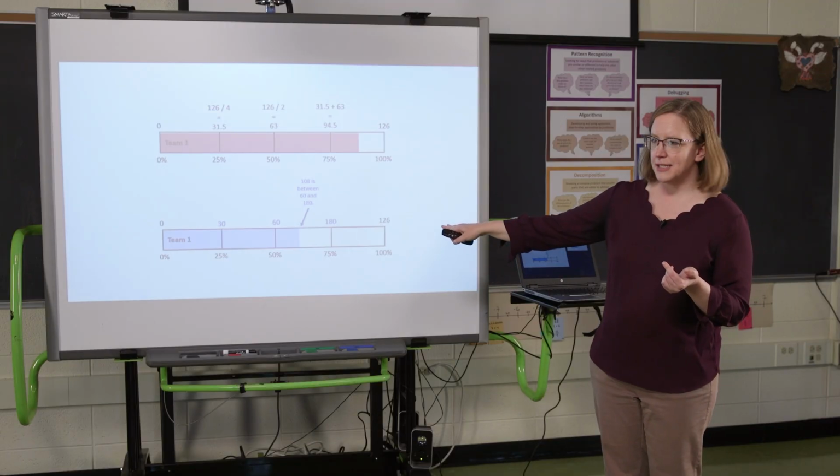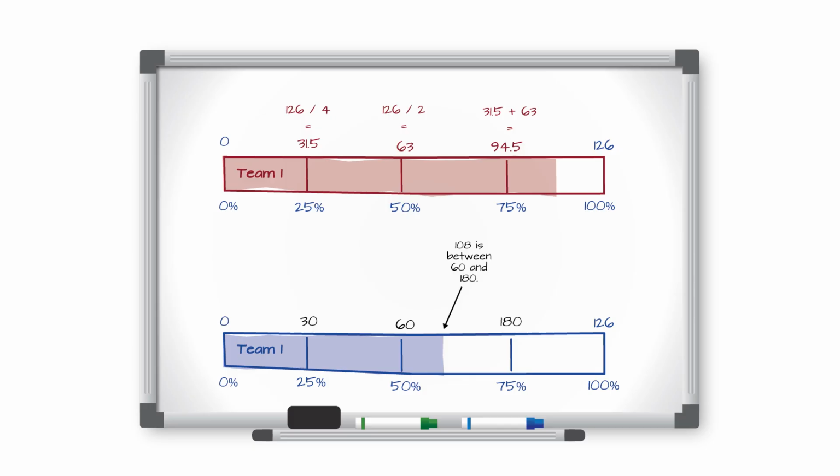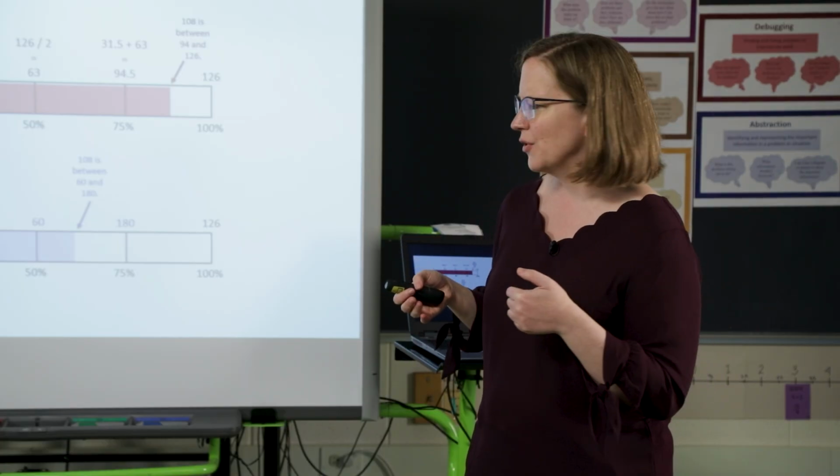And blue said, oh, I wrote that down. I put 108 here because 108 is between 60 and 180, and those were the two numbers I had for 50% and 75%. So that's why my shading was there. And red said, oh, that makes sense. Actually, I did something similar. It was smart that you wrote that down. I'll add that. But in my case, I put it between 75% and 100% because 108 is between 94.5 and 126. So in thinking about where 108 is relative to their benchmarks, that wasn't a mistake. They had done that okay.